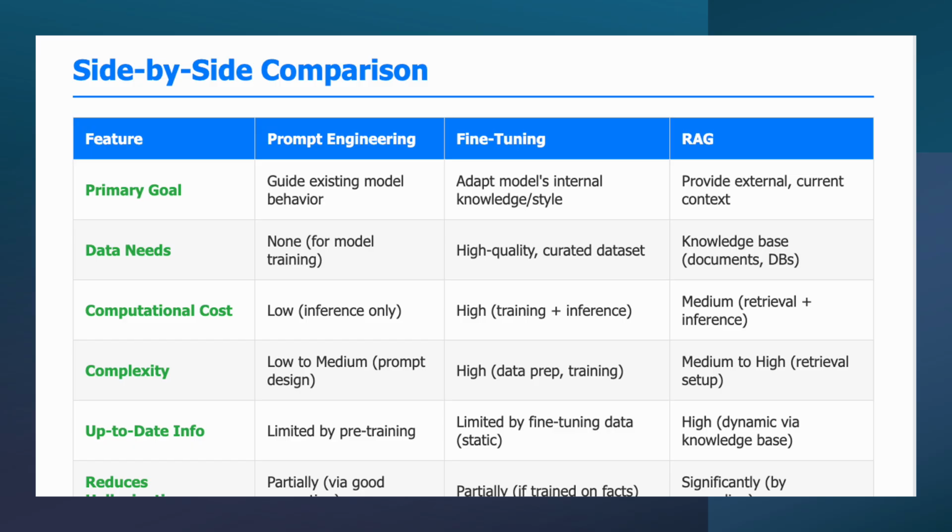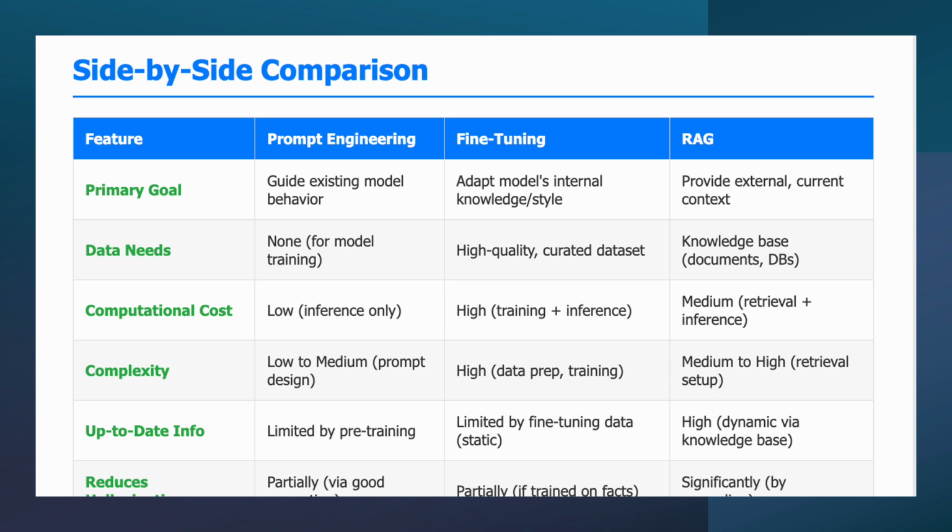Consider data needs. Prompt engineering needs none for model training itself. Fine-tuning requires a high-quality curated dataset. RAG relies on a well-structured knowledge base. When it comes to up-to-date information, prompt engineering and fine-tuning are limited by their training data, which is static. RAG, however, excels here as it can access dynamic information from its knowledge base.